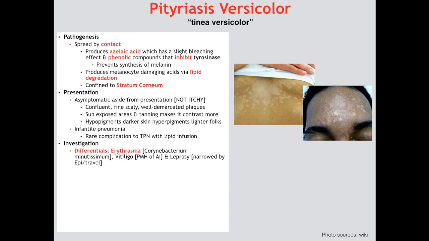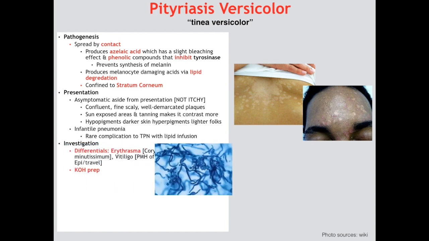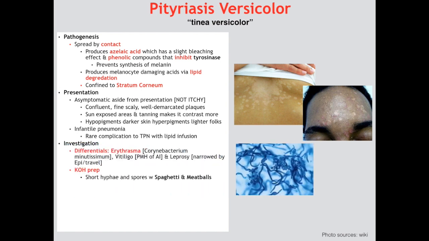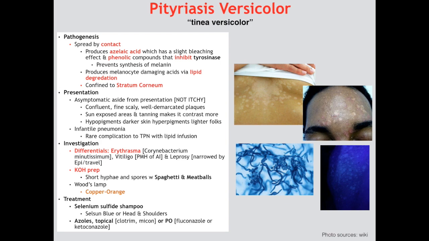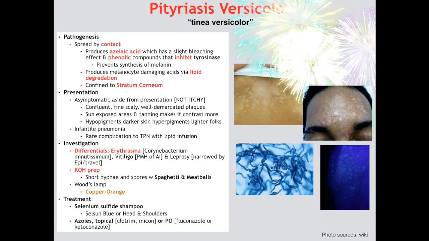The most pertinent differential is vitiligo, which you can rule in or out by past medical history or comorbid autoimmune diseases. And for investigation, of course, we do KOH prep. We see these spaghetti and meatballs, or under Wood's lamp, she will fluoresce copper orange. And for treatment options besides the azoles, topical and oral, you can use selenium sulfide shampoo, which is over-the-counter as Selsun Blue and Head & Shoulders.